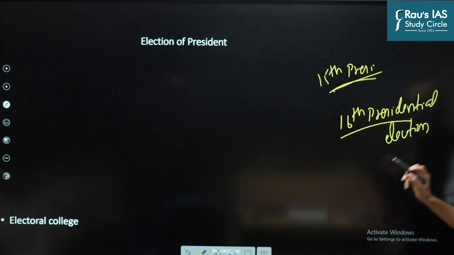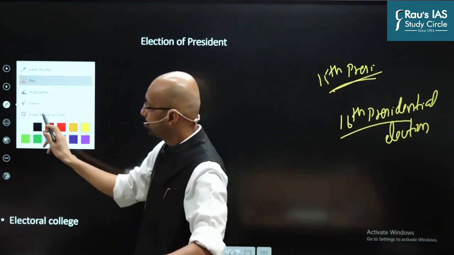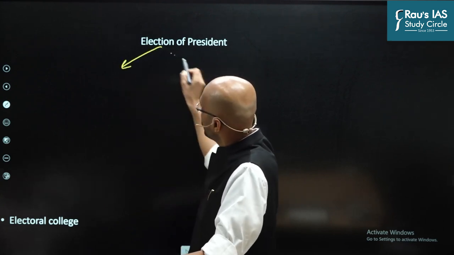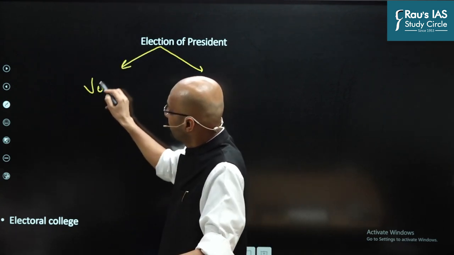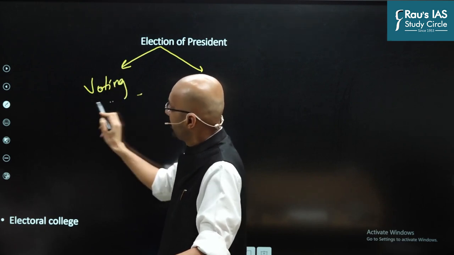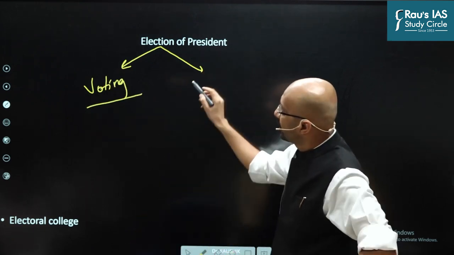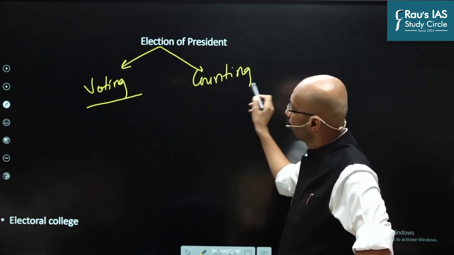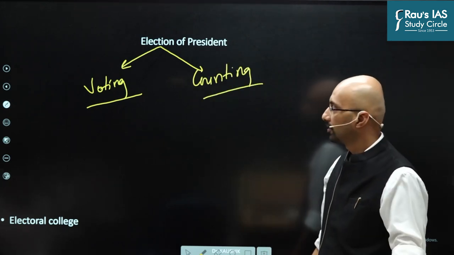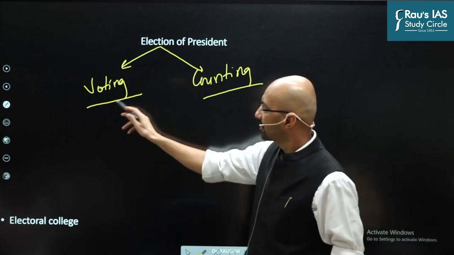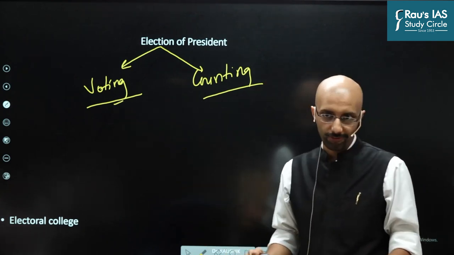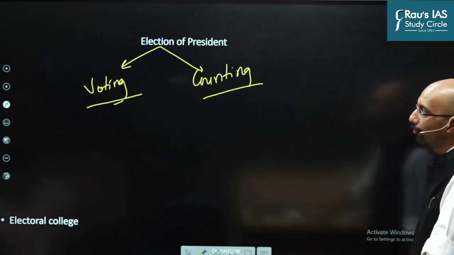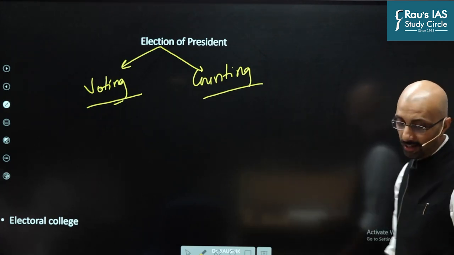Now see, in the election of president, there are two things that we have to understand. First is the voting, and second, we have to understand the counting. Two separate things. Now you would wonder, sir, what is the big deal? After voting is in, counting is simple. You count the votes. No, that's where the tricky part comes. Counting is slightly different from other elections.